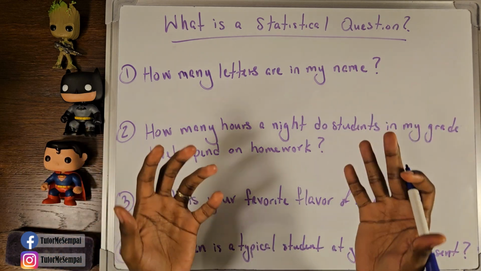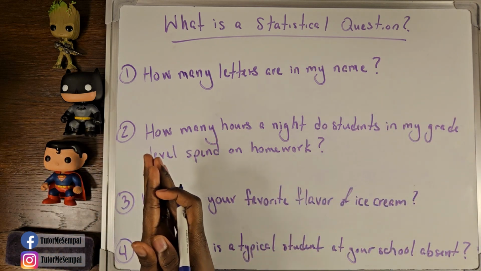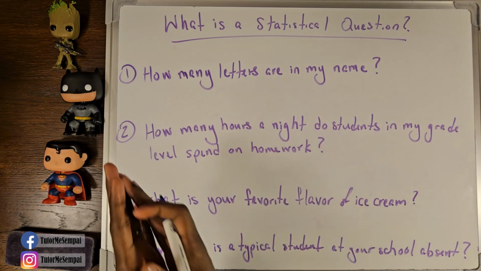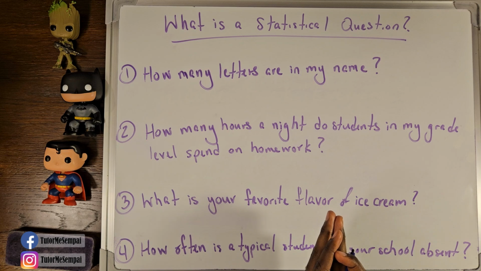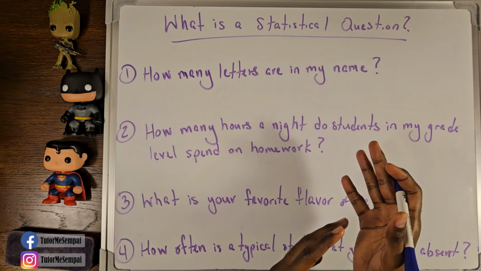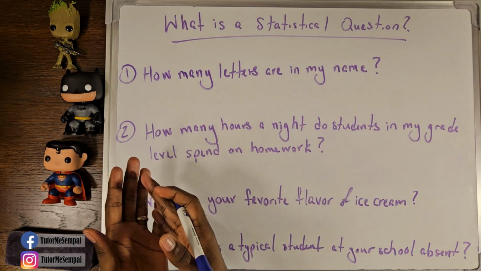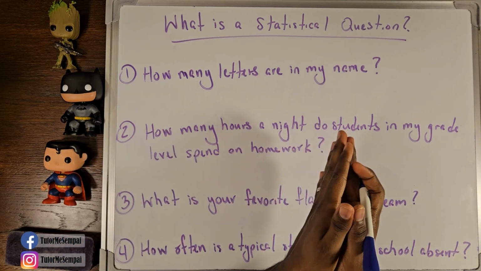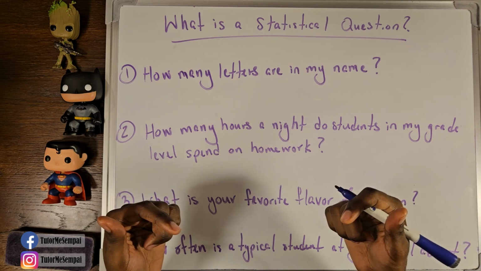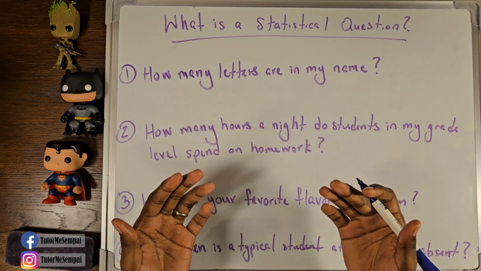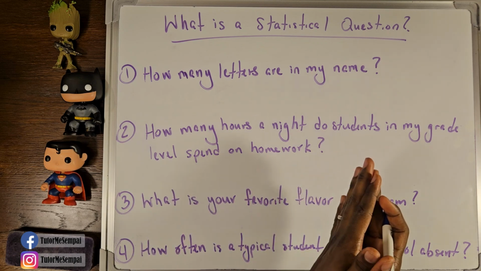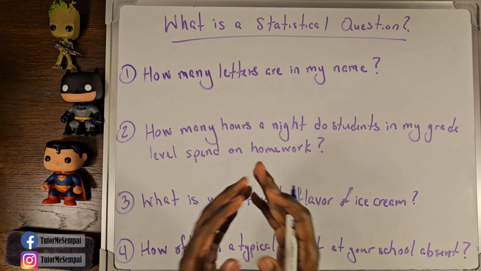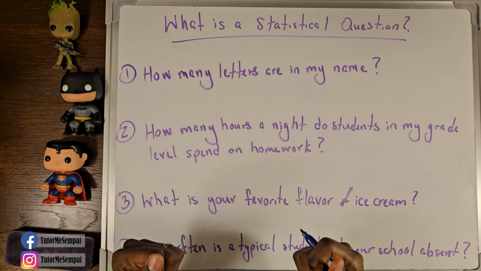So you see here we have a bunch of questions, and we're not so concerned about what the actual answer is to these questions, but what it takes to get an answer to these questions. You'll see that how we get our answers will determine if a question is a statistical question or not. So let's look at the first one. How many letters are in my name? Now, in order to answer that, what does it take? You simply need to know what's my name. Once you know my name, you can count up all the letters in my name and you have your answer. Doesn't sound too difficult, right?